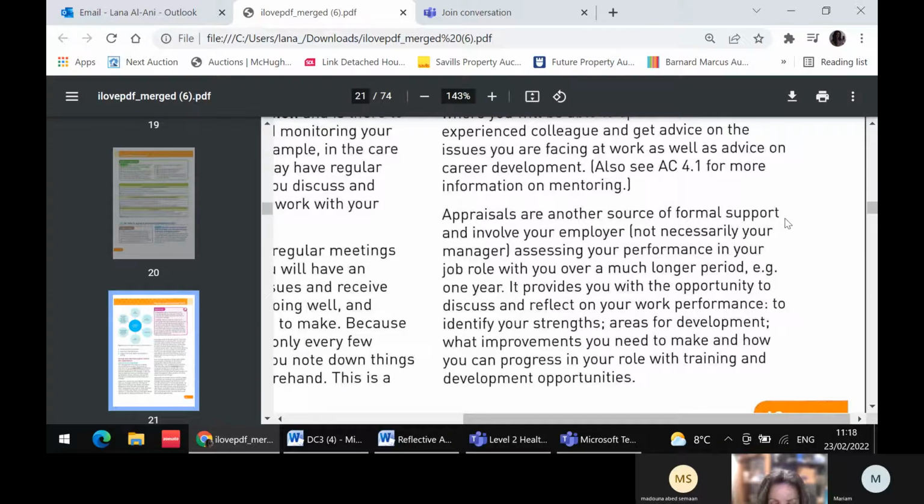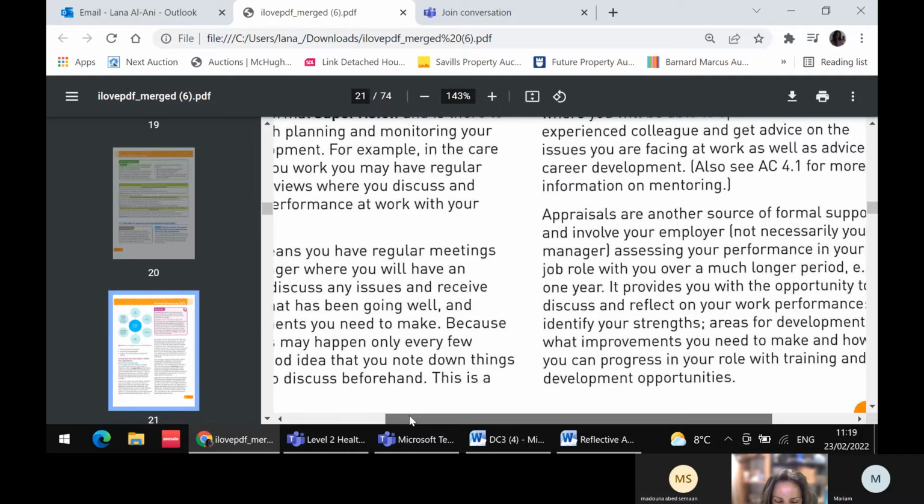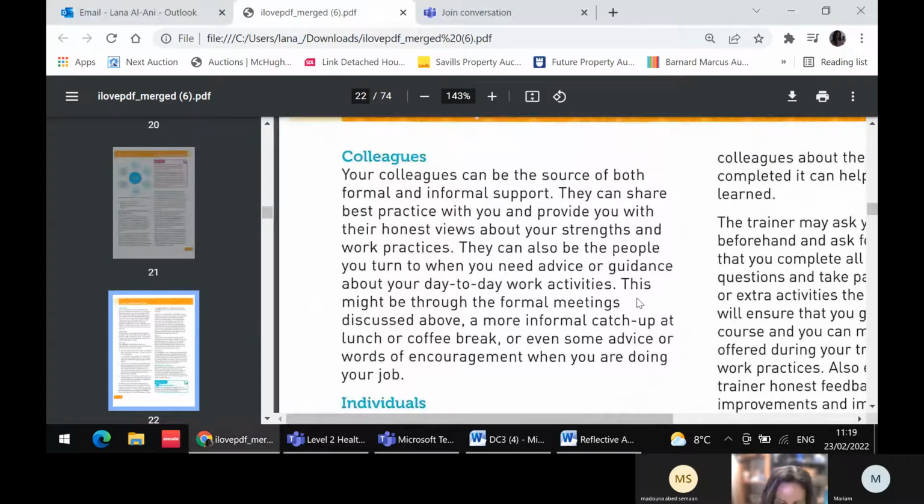Why? Because in the appraisal, your manager will be assessing your performance for the job itself, and also provide you with feedback about what you managed to do, what mistakes you have made, and how you can improve your practice next time. And they will also provide you with training, which is always good. And as we said, that's how the manager can provide you with support.